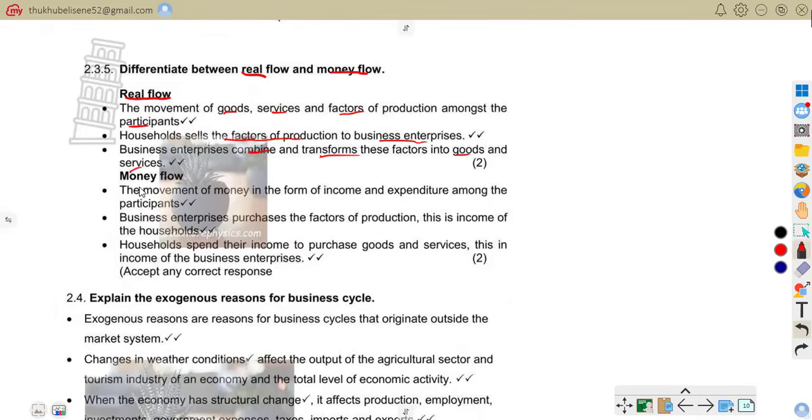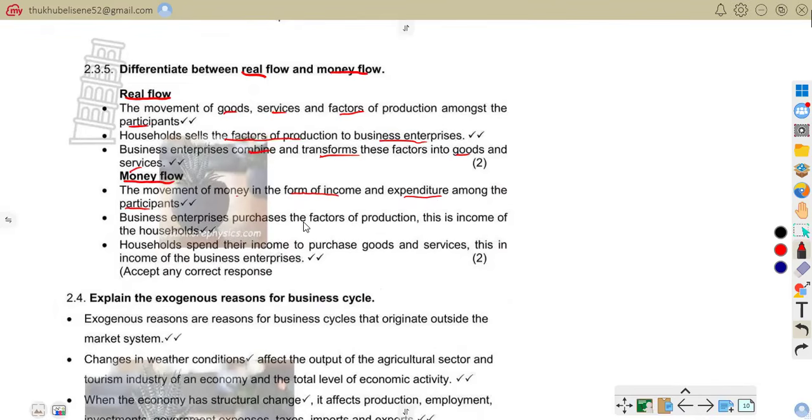So now let us go to money flow. With money flow, it says the movement of money in the form of income and expenditure among the participants. That is a money flow. We are talking about movement of money as income and expenditure. So this refers to the payments made in exchange for goods and services and resources. For example, salaries paid to workers. So that is a payment that we are making in exchange for goods or services.